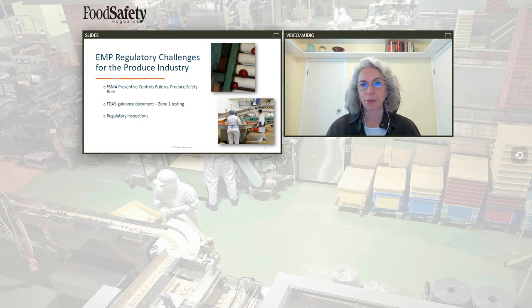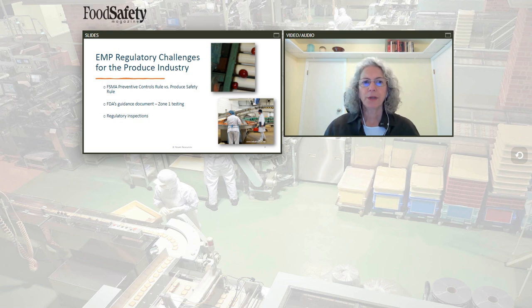So a preventive controls rule operation facility has to have a food safety plan. They've most likely identified sanitation preventive controls that are needed. The food is exposed to the environment and it's ready to eat. So they'll likely have an EMP. They're required to have an EMP. A packing house that's under the produce safety rule is not necessarily required. They're not required from a regulatory perspective to have a food safety plan. So they most likely would have one, but they're not required to from a regulatory perspective.